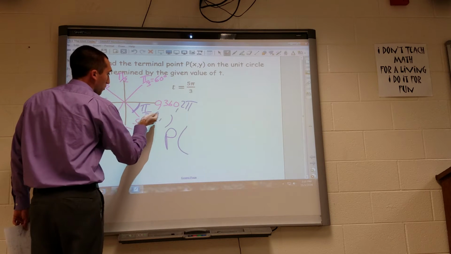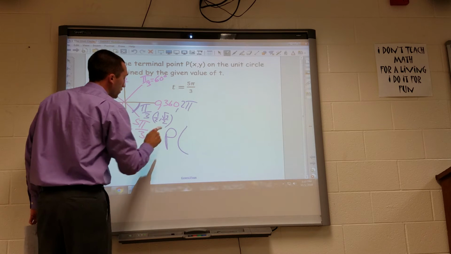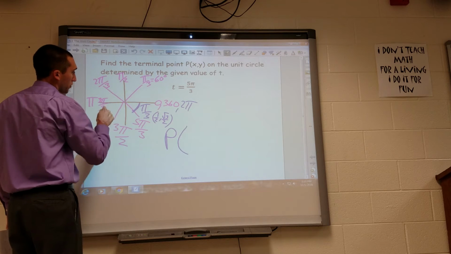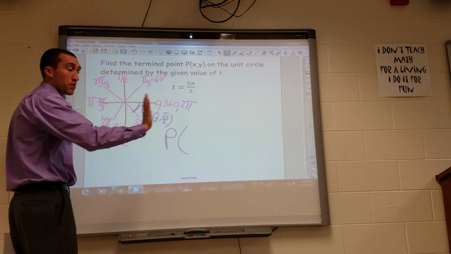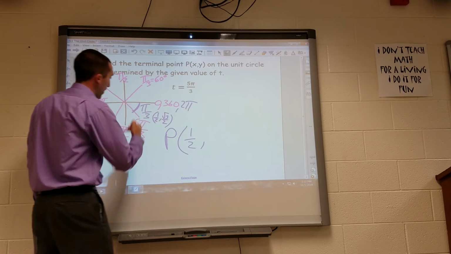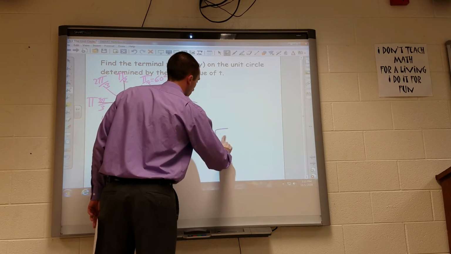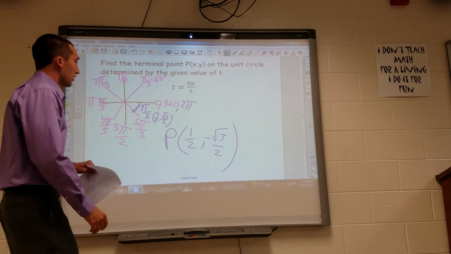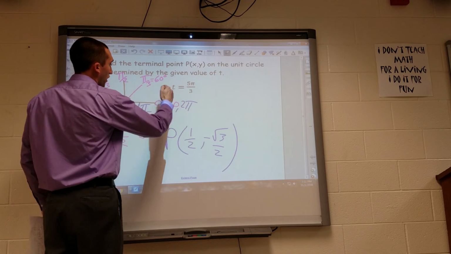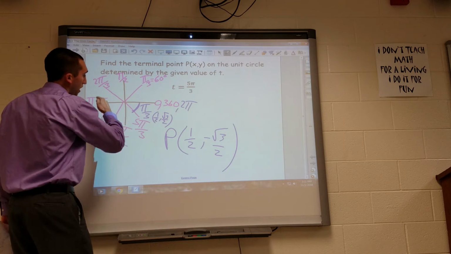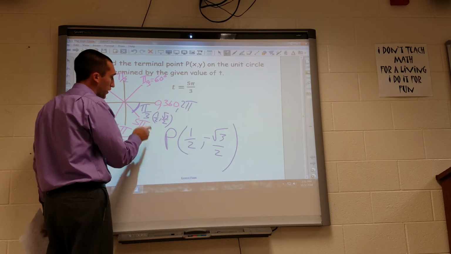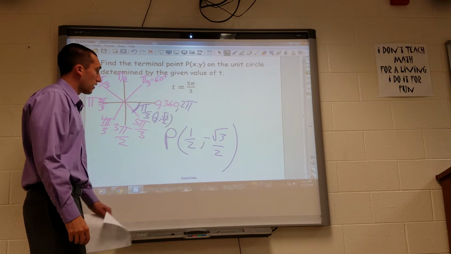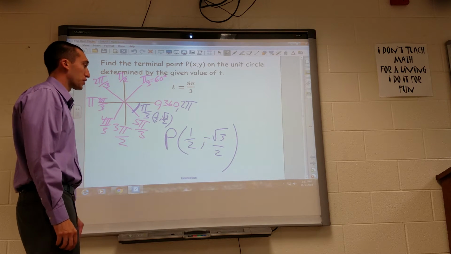So I know that this is the point 1/2, radical 3 over 2, but being in the fourth quadrant, right, 1, 2, 3, 4, my x values are going to be positive, so that stays 1/2, but my y values are going to be negative, so we should get that point. So this is actually my point. If I started at 0 and I went 5 pi over 3, the point on the unit circle that represents that angle is 1/2 for my x and negative radical 3/2 for my y.